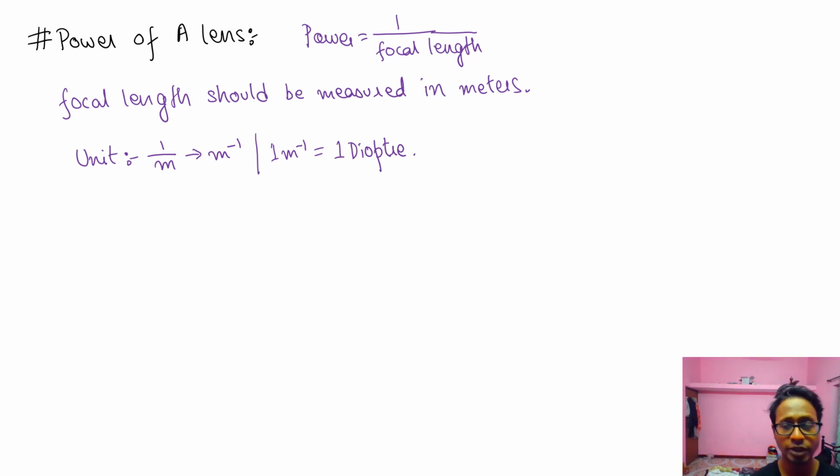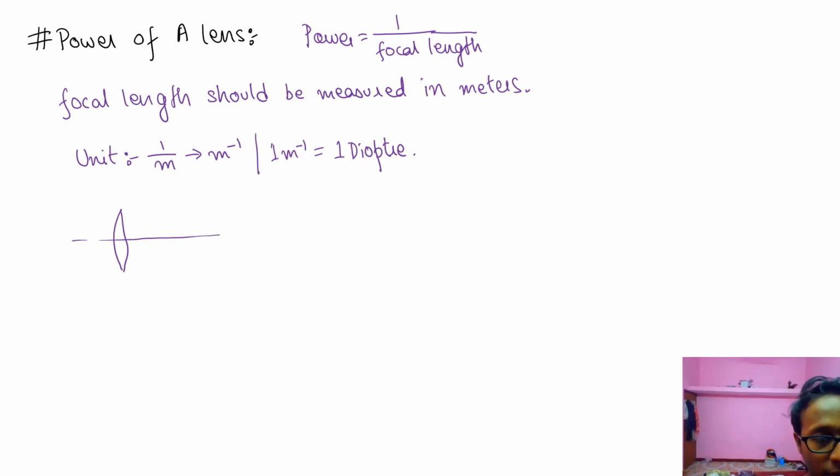Okay. So suppose I have a lens whose focal length is 25 centimeter. That means rays from infinity converge 25 centimeter from the lens surface. What is the power of this lens?